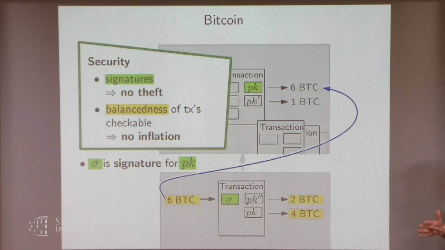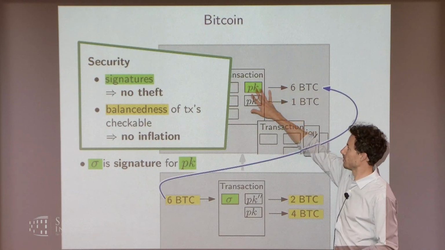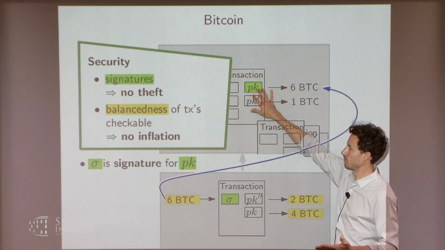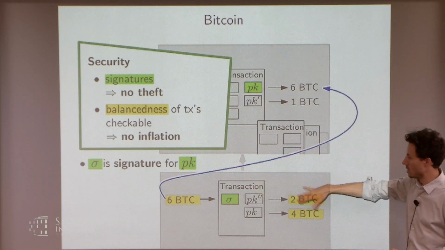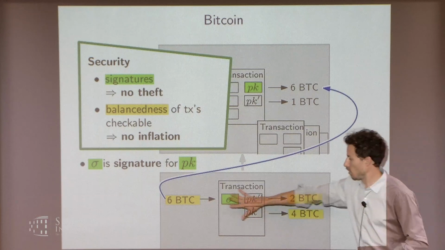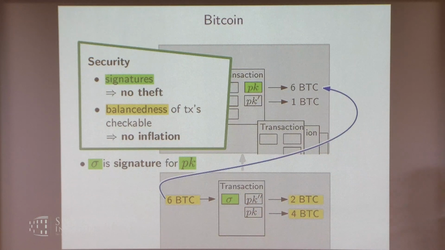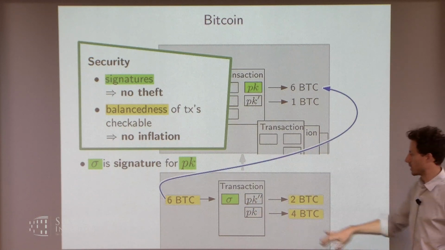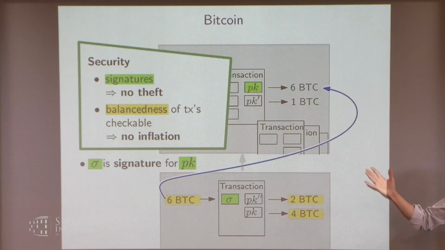Now the signatures ensure that if this is my transaction and only I know the secret key, thanks to unforgeability, no one else can spend it. And since all the amounts are public, it also ensures that no one can just create a transaction that creates money by itself, because miners would not accept that.